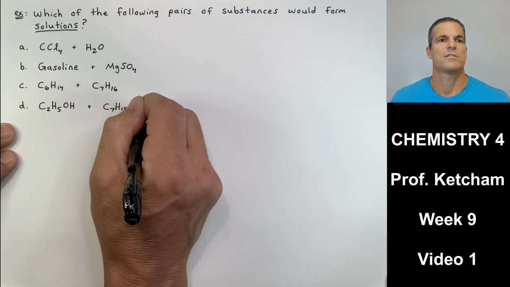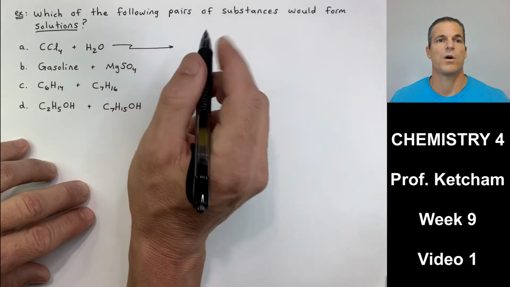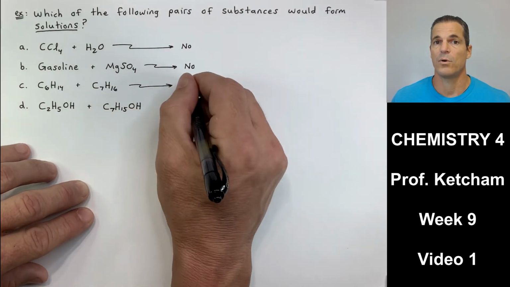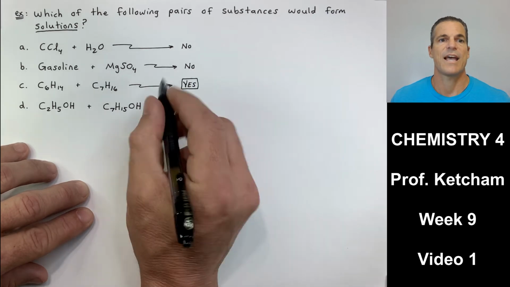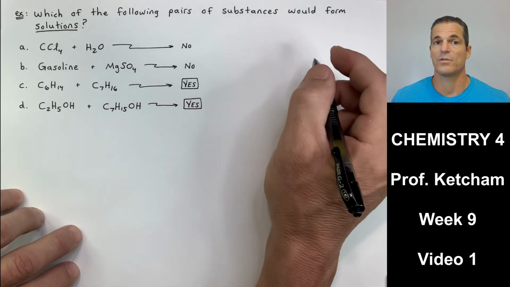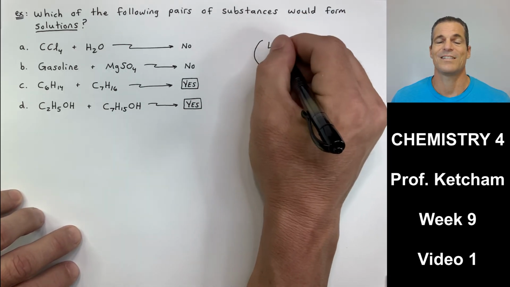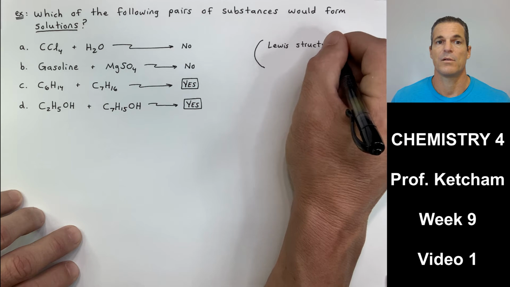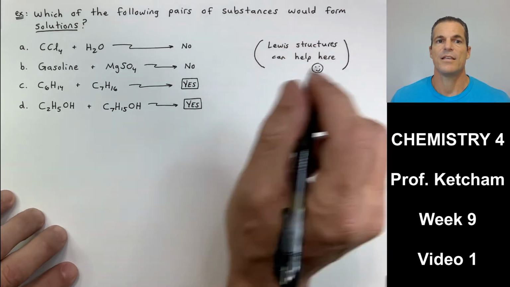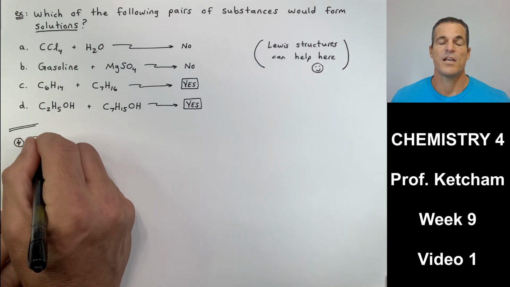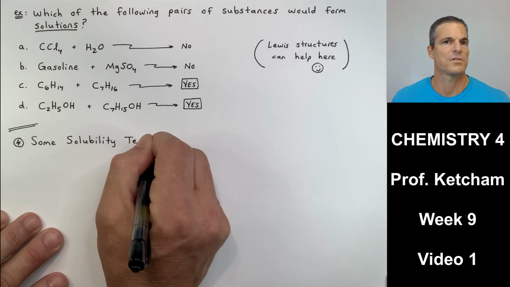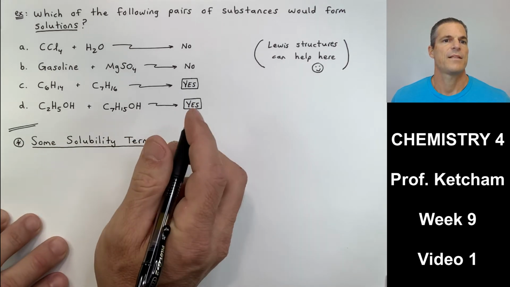So for A, CCl4 plus water, these are not going to form a solution because CCl4 is nonpolar and water is polar. Gasoline plus MgSO4: gasoline is a nonpolar solvent, and magnesium sulfate is an ionic compound, which is as polar as it can get. For C and D, the structures look so similar that you can assume they would probably be able to form solutions with each other. So that's how you want to do this.